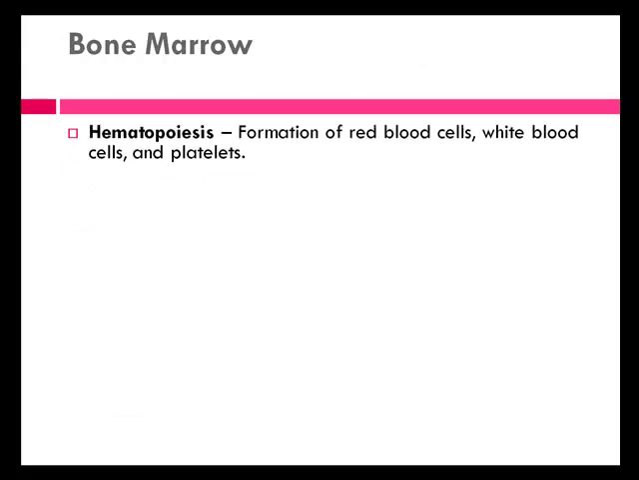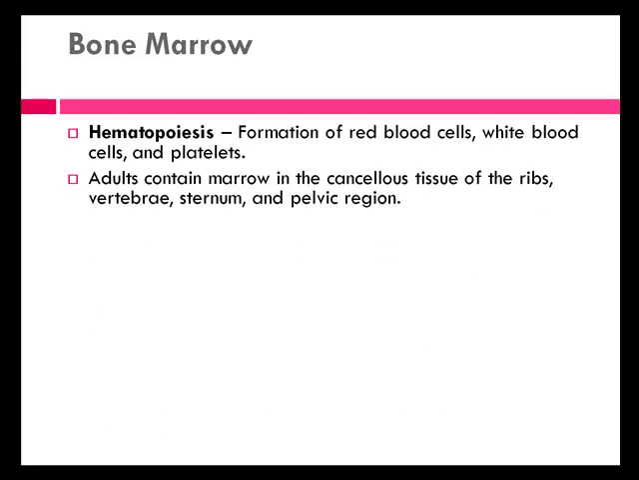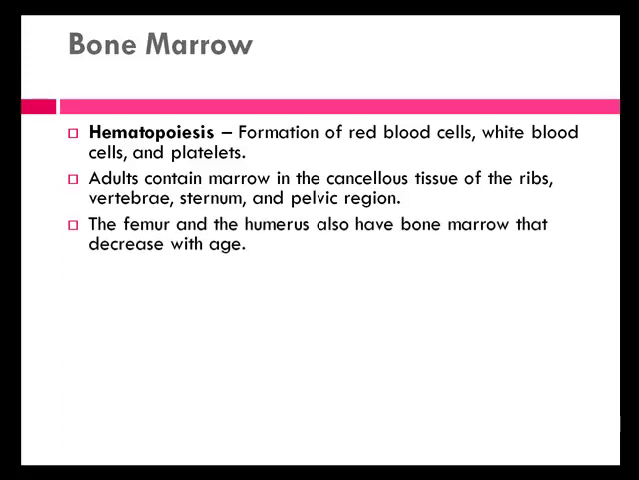What is bone marrow? Hematopoiesis is the formation of red blood cells, white blood cells, and platelets. Now, adults contain marrow in the cancellous tissue of the ribs, vertebrae, sternum, and pelvic region. The femur and the humerus also contain bone marrow, which decreases as we age.